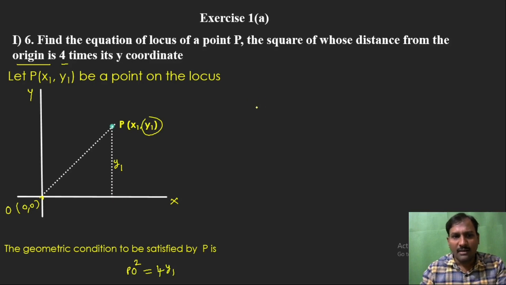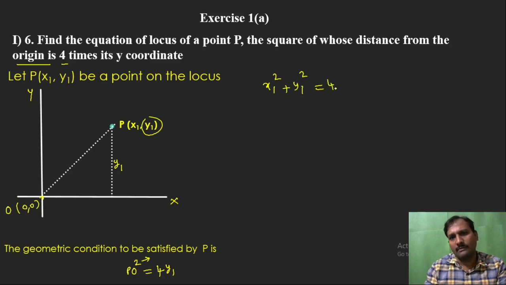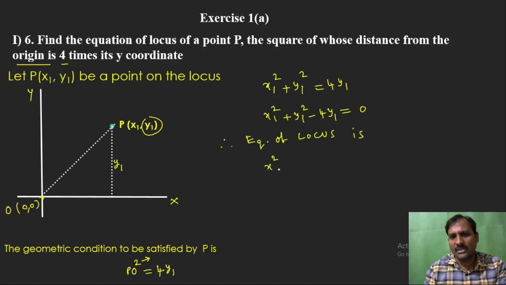Okay, so what is the PO square here? Already they have given square here, so no need of squaring it again. So what is PO square? The distance between (x1, y1) and the origin (0, 0). It is nothing but x1 square plus y1 square is equal to 4y1. So it can be written as x1 square plus y1 square minus 4y1 equal to 0. So if you replace x1 and y1 by x and y, we will get the equation of locus. So the equation of locus is x square plus y square minus 4y equal to 0. Okay, next question.